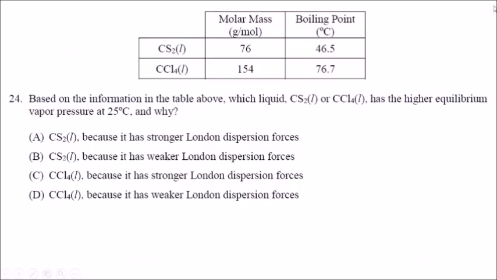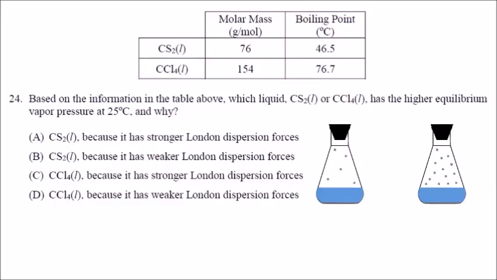Number 24 is talking about properties of liquids. We're given the molar mass and the boiling point for two liquids, and we have to determine which one of them has the higher equilibrium vapor pressure and explain why. And we know it has to do with the strength of the London dispersion forces because these two compounds are both nonpolar. Let's compare two liquids in general.